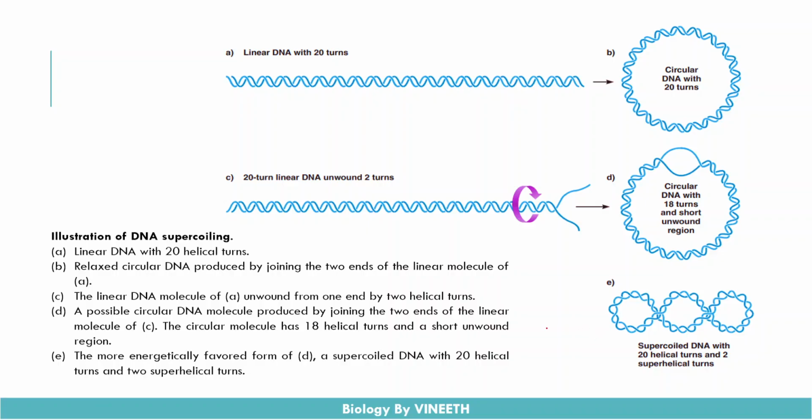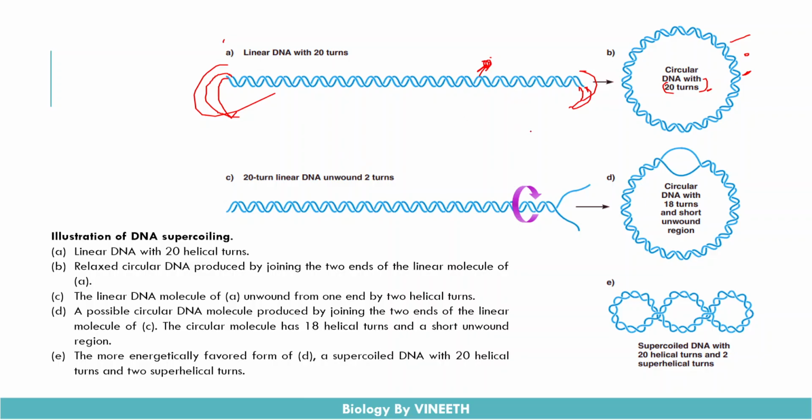Suppose you have a linear DNA sequence of 20 turns. When you link the ends of the linear DNA with the other ends and circularize it into circular DNA, this circular DNA also contains the 20 turns. You are just circularizing the linear DNA of 20 turns to make it into a circular form, so it contains the same turns which are present in the linear DNA.